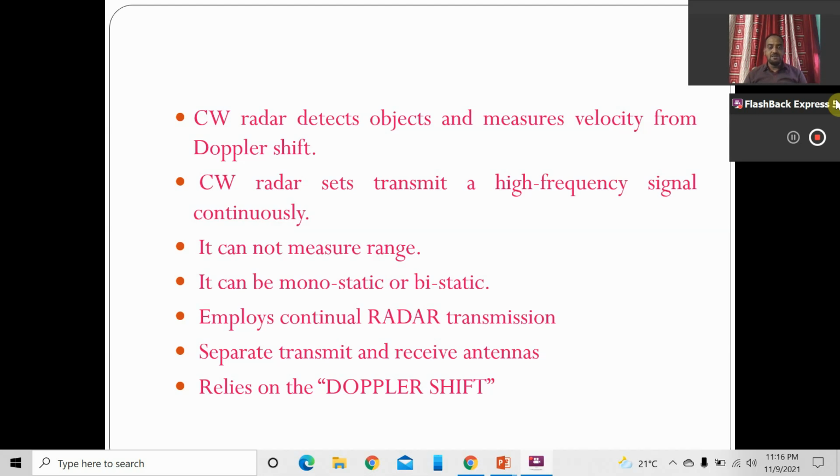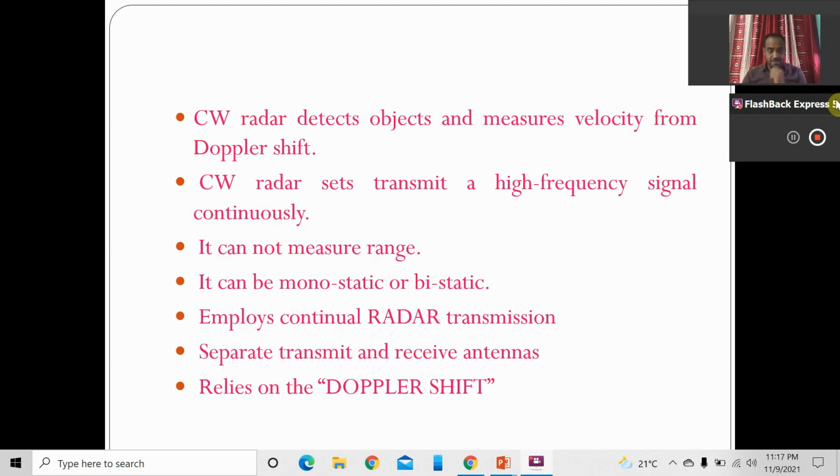That facility is not available with the CW radar because there is no time mark in the CW radar. A continuous wave, consider a sine wave with high frequency like F0, is continuously transmitted from the CW radar, so you cannot have a time mark. That is the reason why CW radar cannot measure the distance of the object.